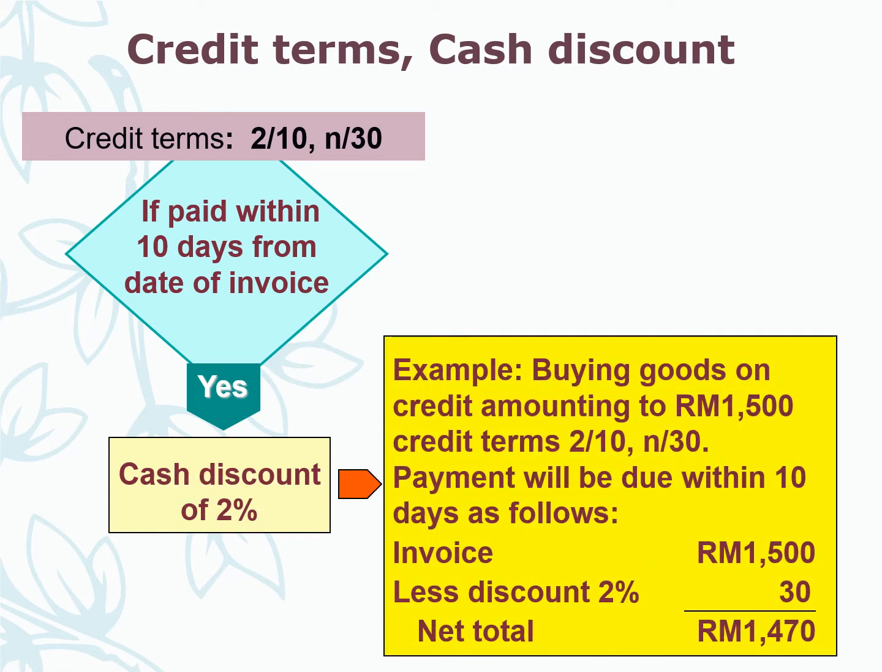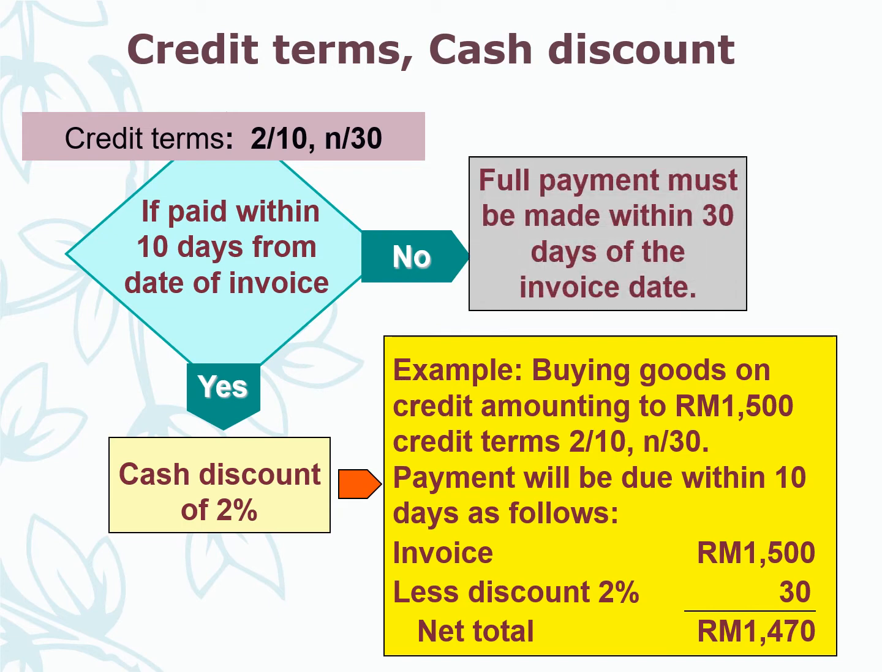For example, the calculation: buying goods on credit amounting to 1,500, credit terms 2/10, n/30. Payment will be due within 10 days as follows. Invoice 1,500, less 2% discount 30, and the net total to be paid is 1,470. But if the payment was not paid within 10 days, the full payment must be made within 30 days of the invoice date.